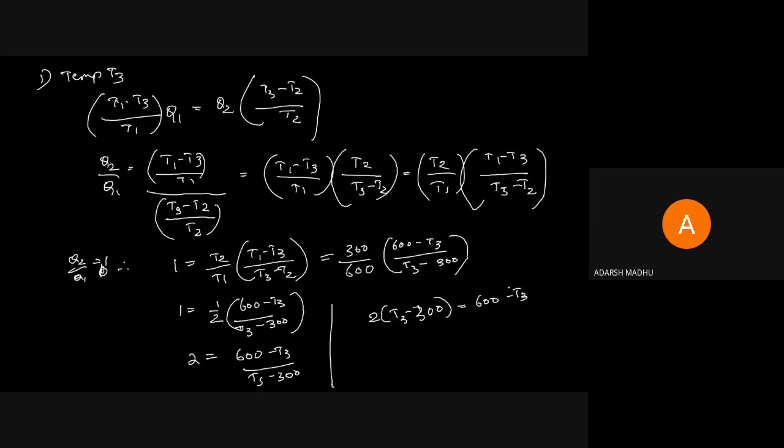That is, we will get the equation as 2T3 minus 600 equal to 600 minus T3, right? So take T3 to the left side and 600 to the other side. So we will get 2T3 plus T3, that is 3T3, equal to 600 plus 600, 1200. Therefore T3 equal to 1200 divided by 3, that is 400 Kelvin. This is the way to find the value of T3.